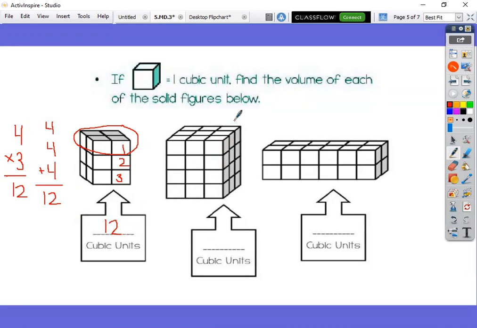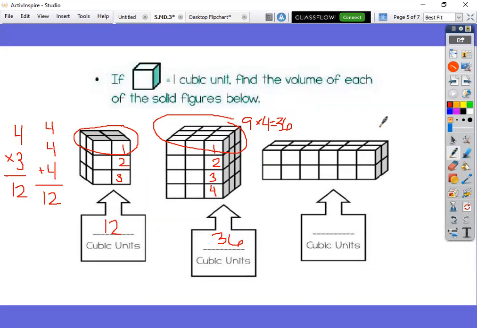If I look at the second figure, again, I can look at this top layer and I can see 3 cubes, 6 cubes, 9 total cubes in that first layer. And I can see that there are 1, 2, 3, 4 layers. So I'm going to multiply 9 times 4. And what is 9 times 4, guys? Correct. That is 36. So the volume of this second solid figure is 36.